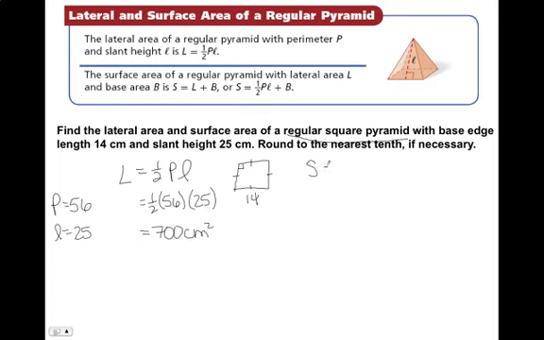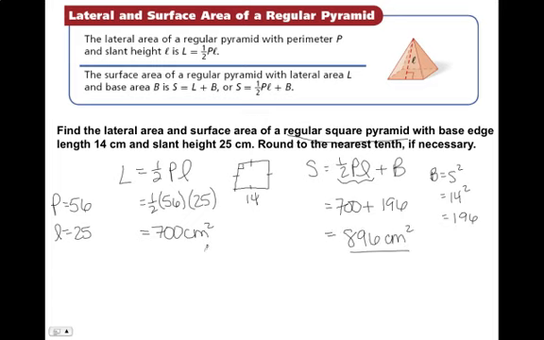Let's find the total surface area. Noticing that this first term is our lateral surface area, we already know what that is and we can substitute that in. This big B or capital B here is referring to the area of the base. Well, we have our little side work, and since our base is a square, we know we have side squared. So 14 squared is 196. So we want to add 196, and we get that the total surface area is 896 square centimeters.